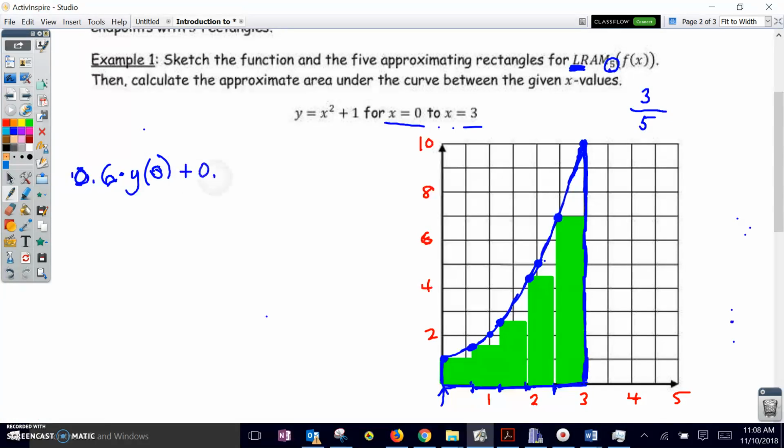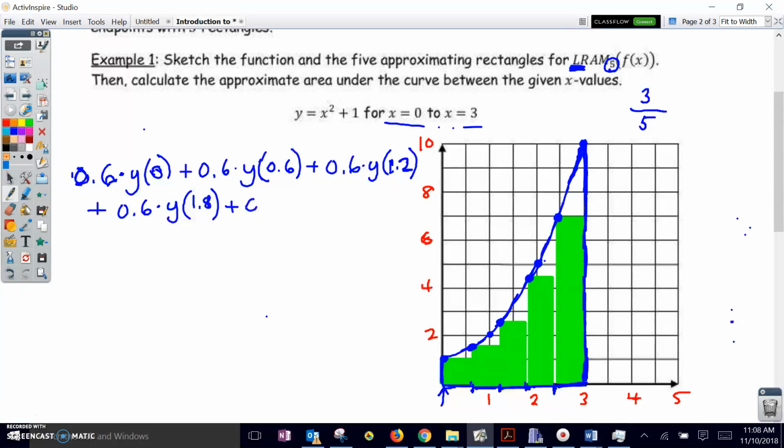And we'll do the same thing. We'll take the width times the height at the left endpoint for the second rectangle, and the width of the rectangle times the height at the left endpoint for the third rectangle, which happens at 1.2, and the width of the rectangle times the height for the fourth rectangle, which is the value of the function at 1.8, and the width of the rectangle times the height for the fifth rectangle, which is determined by the value of the function at 2.4.